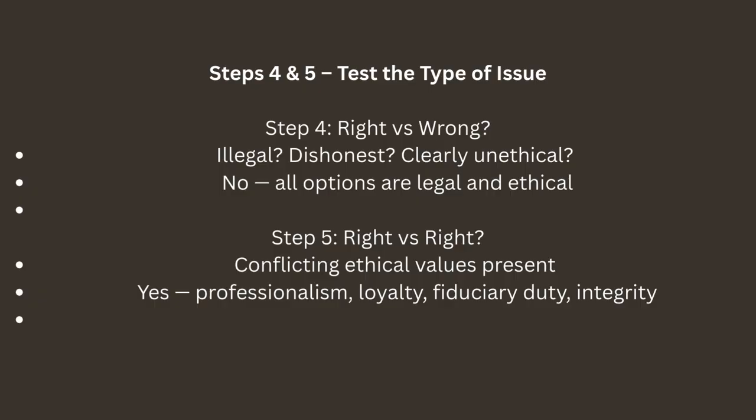Steps 4 and 5, test the type of issue. Step 4, right versus wrong. So is it illegal? Is it dishonest? Is it clearly unethical? If it's not, then all options are legal and ethical. So we move on to step 5. Okay, is it a right versus right issue? If it is, then there are conflicting ethical values present. So yes to professionalism, loyalty, fiduciary duty, and integrity.